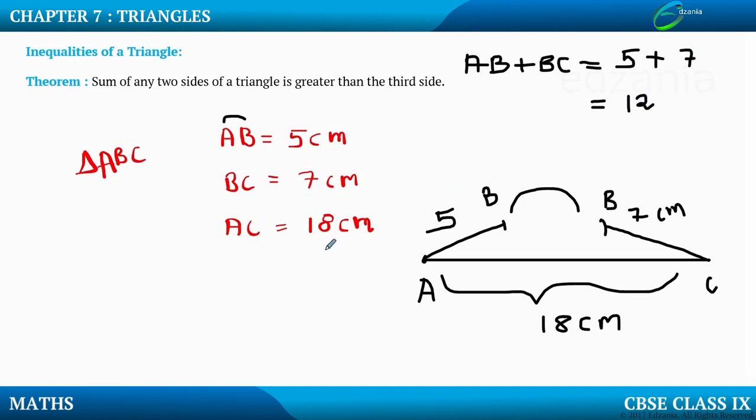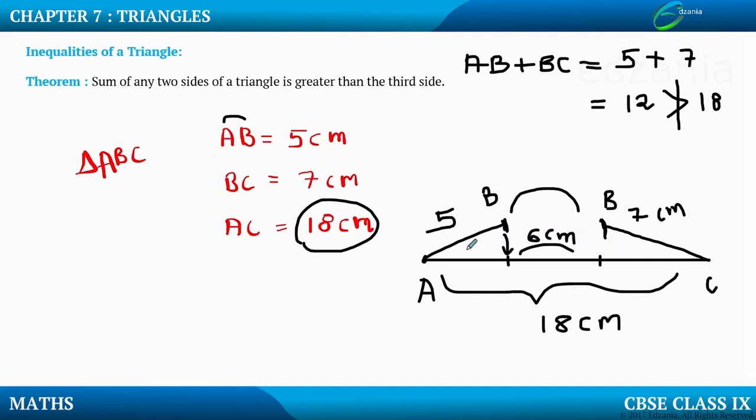But this 12 is not greater than 18. So it is not greater than 18. Therefore, the triangle won't be formed. These two vertices won't be joined. Even if you drop them down on this line, B point will come somewhere over here and this point will come somewhere over here. This is a gap of 6 centimeters.